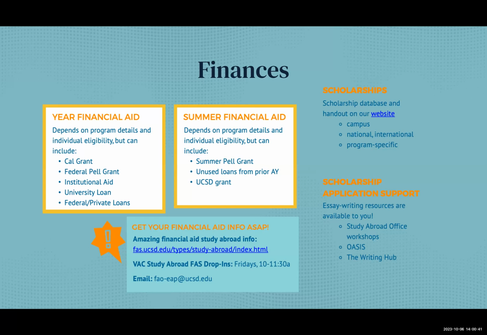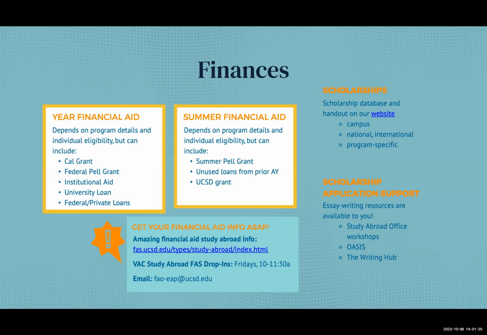For summer, you can see there are many fewer pools of money that students can pull aid from. For example, there's no Cal Grant in summer, because the agency that governs Cal Grant doesn't provide the money in the summer, since it's not a regular quarter for the university. There is Pell Grant and there is UCSD grant in the summer. The maximums for those funds the last couple of years have been $2,000 each. So if you are a student who gets UCSD grant and summer Pell, you might get a maximum of $4,000 to put towards your program expenses.